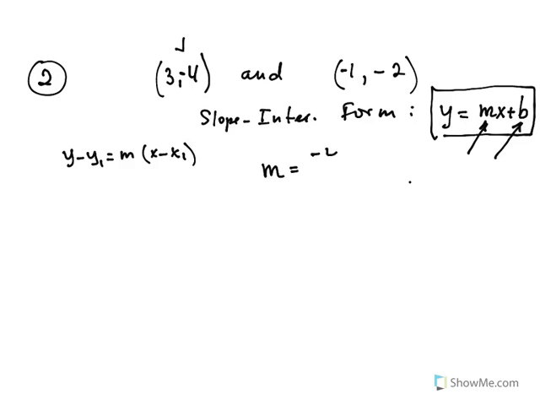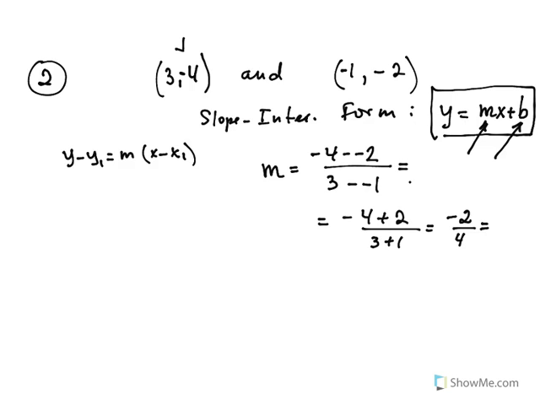So -4 minus -2, and back to this point, 3 minus -1. We get -4 plus 2 over 3 plus 1 equals -2 over 4. And when you simplify, you get -1 over 2. So that is my slope.